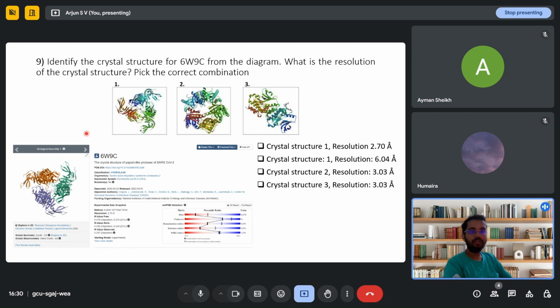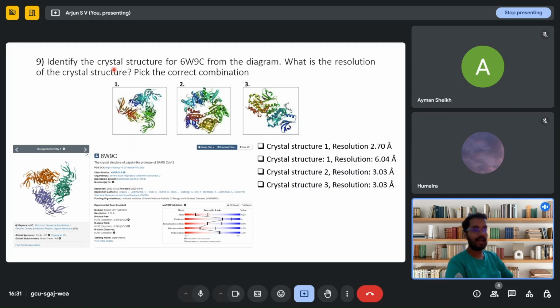So, I'll go on to the next question. Identify the crystal structure for 6W9C from the diagram. What is the resolution of the crystal structure? Pick the correct combination. So they have given three different crystal structures, and they have all given us the ID 6W9C, and they have asked us to pick the correct crystal structure and the resolution of the crystal structure.